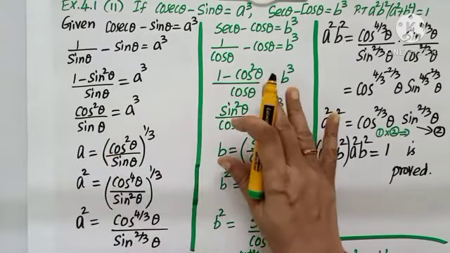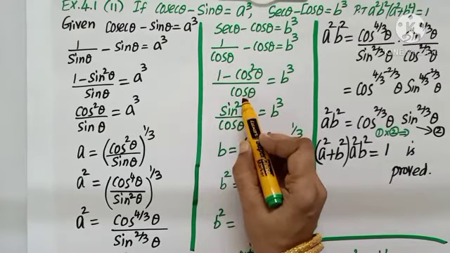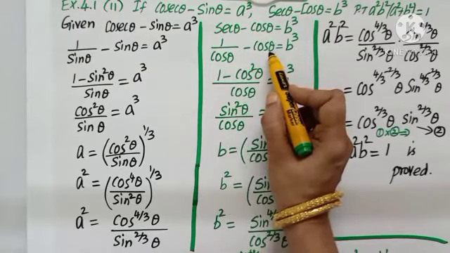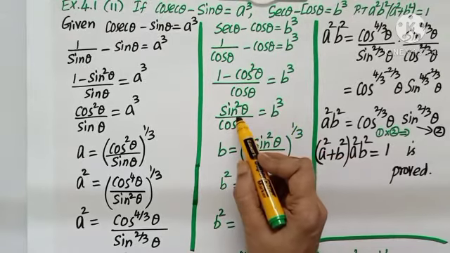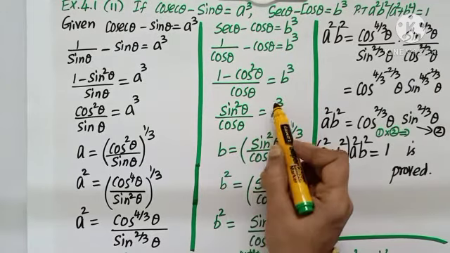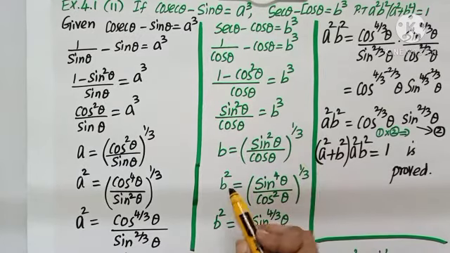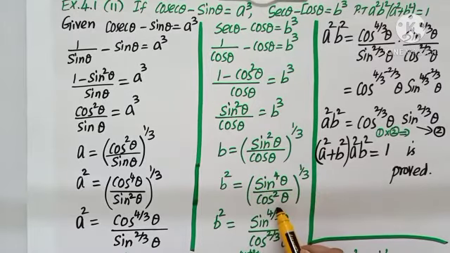Similarly, I can proceed. Secant is 1 by cos. LCM cos theta. 1 minus cos into cos, cos square. 1 minus cos square is sin square. B cube is this answer. B, if I want, the power 3 comes to the other side as 1 by 3 power. Squaring, 2 will become 4. Cos will become cos square. When I bring the power in, it is 4 by 3 in the numerator, 2 by 3 in the denominator.